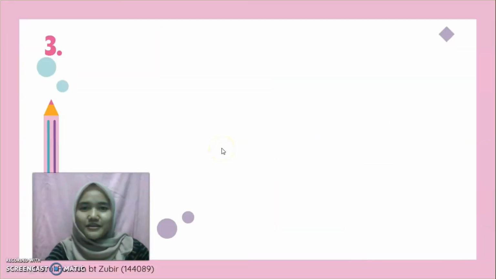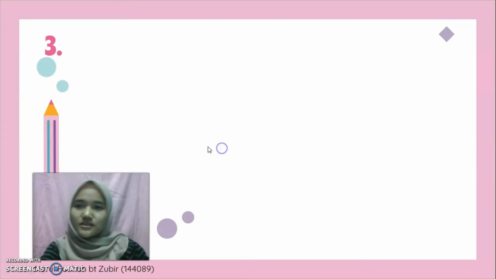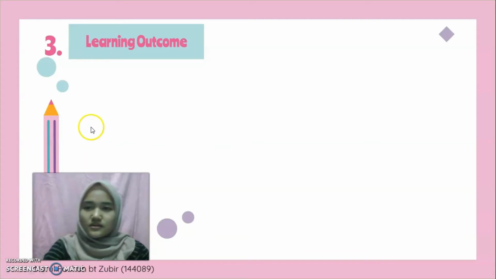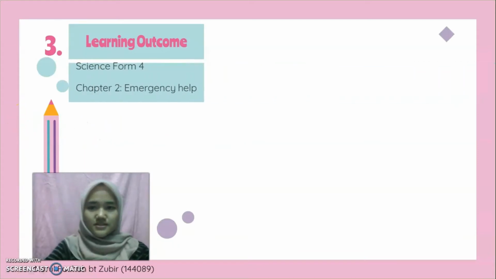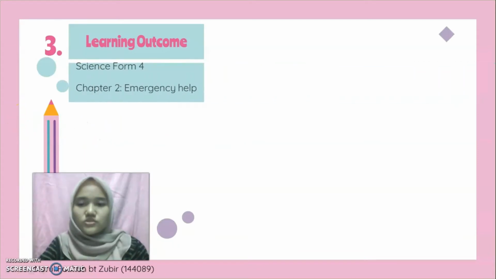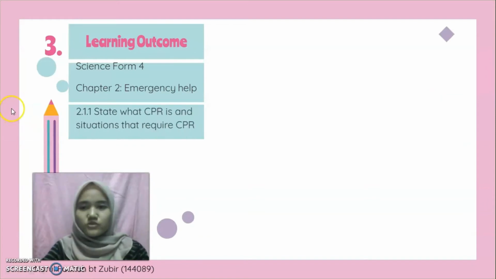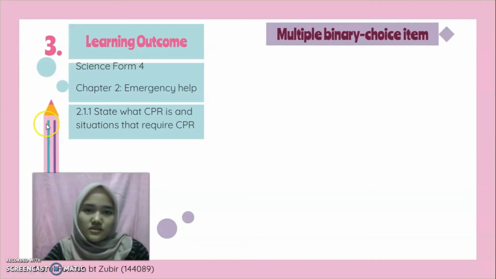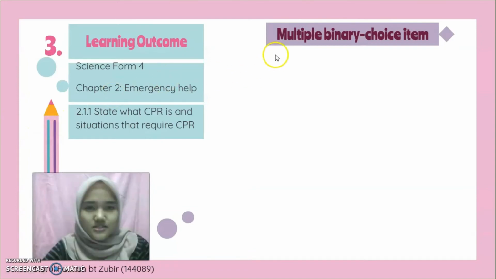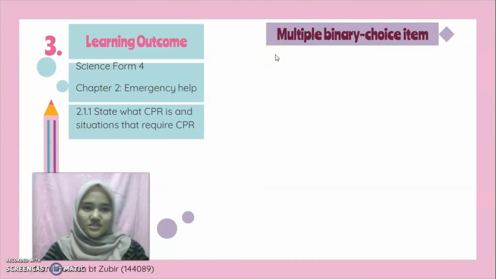Okay, so hi, I am Nurul Fatihah Bt Zubir, and I will continue the next presentation. The third learning outcome I took from Science Form 4, Chapter 2, which is Emergency Help, and the learning outcome is 2.1.1, which is state what CPR is and situations that require CPR. The selected response test that I selected is multiple binary choice item.